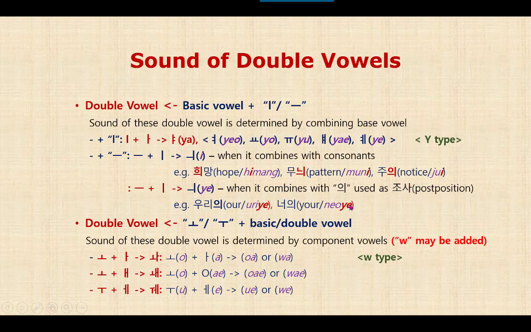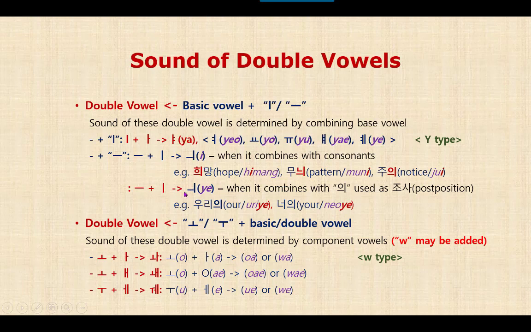In this case, we call ui a postposition. It represents the possessive: 우리의, our; 너의, your; 그의, his. In this case, the ui sound is changed to ye. So 우리의, but we really read it as 우리에. We write 너의, and we could read it 너의, but actually we read it 너에.